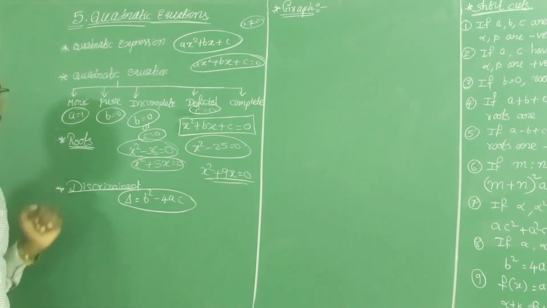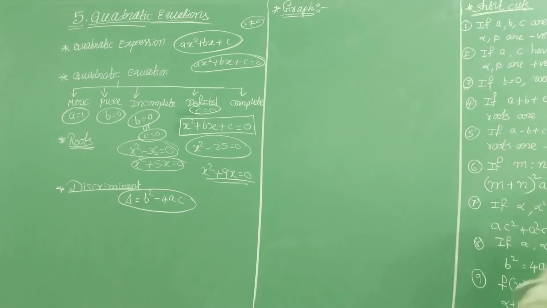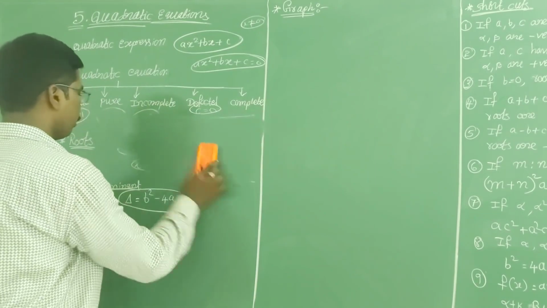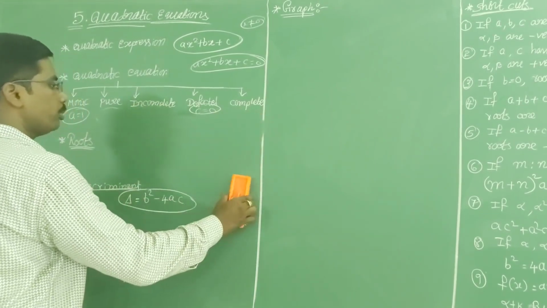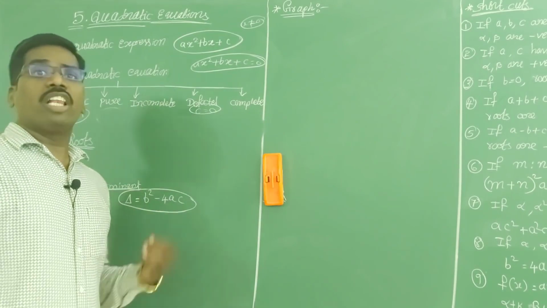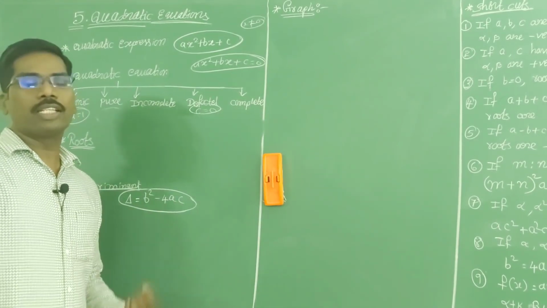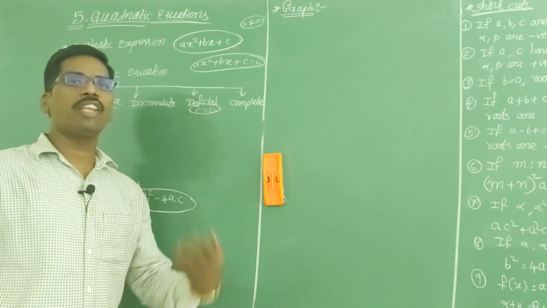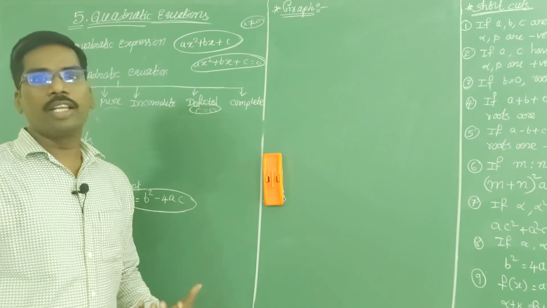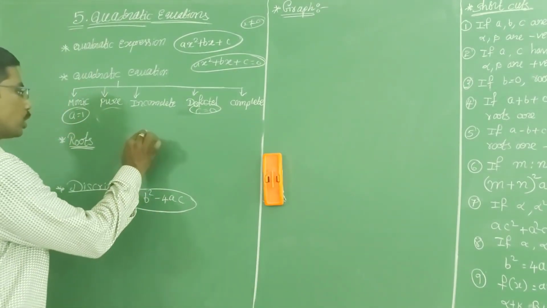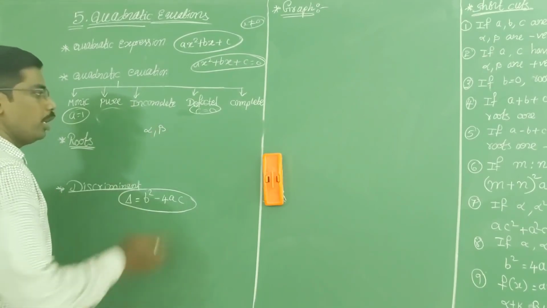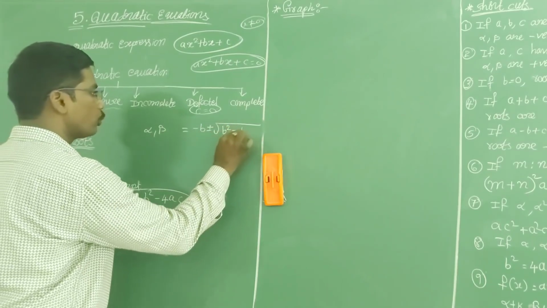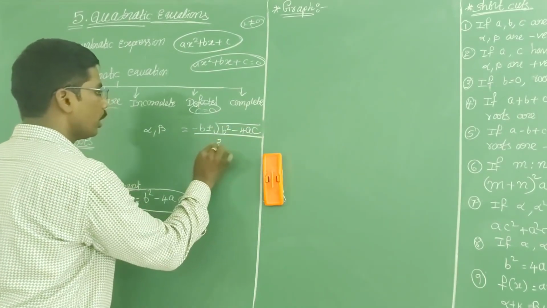Now we are going to discuss roots. These are the roots, very important. Now I am going to explain roots. What are roots? The values of x for which the quadratic equation is satisfied are called the roots of the quadratic equation. Here alpha comma beta is nothing but minus b plus or minus root over b square minus 4ac, by 2a. These are the roots.